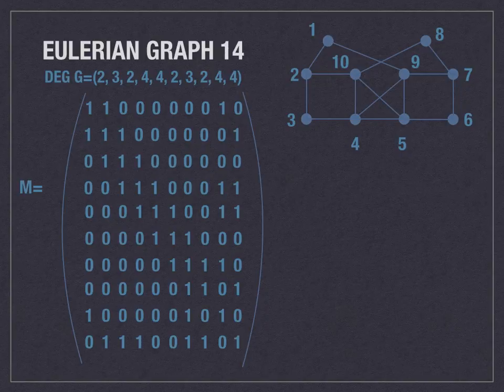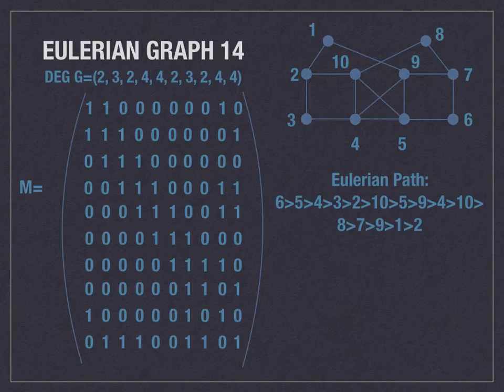So our Eulerian path, the one that I used to actually solve this, ends up being on the screen here: 6 to 5 to 4 to 3 to 2 to 10, 5 to 9 to 4 to 10 to 8 to 7 to 9 to 1 to 2.